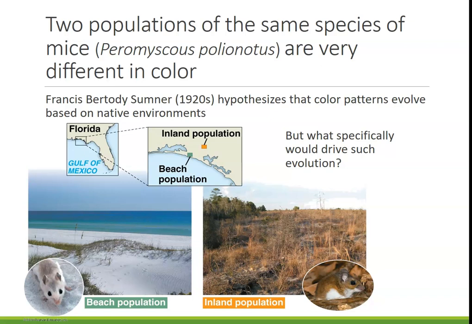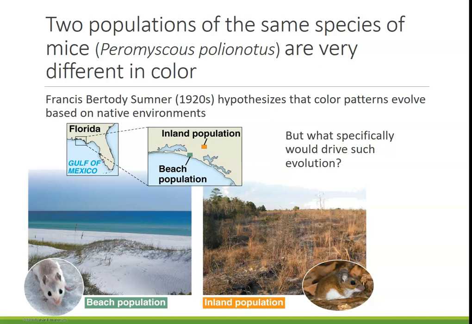Francis Bertody Sumner was a scientist who 100 years ago made some observations about this species of mice, Peromyscus polionotus. These old field mice are found in a lot of different places in the southeastern United States, including Florida. And he observed them in these two different areas. We see a shore-based beach population and a population that's a bit more inland in the Florida Panhandle that has a slightly different ecology. And he noticed that even though these two populations were the same species of mice, they had these very different color patterns associated with them.